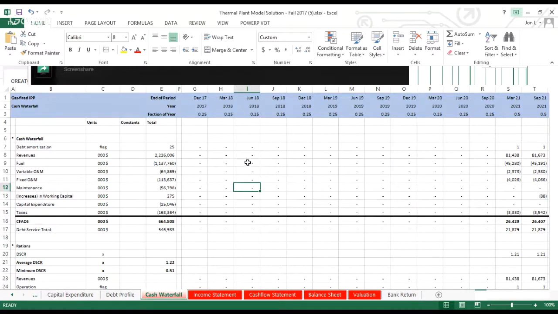So you pull revenues from operations, you pull your fuel cost from operations, your variable O&M, operation and maintenance, from operations, fixed from operations, and then your working capital. This comes from your cash flow statement. So we'll be interlinking a lot of these things from different cells or different tabs.